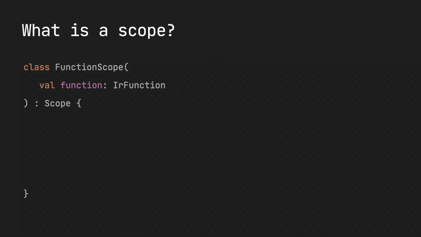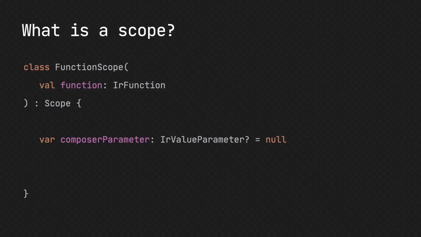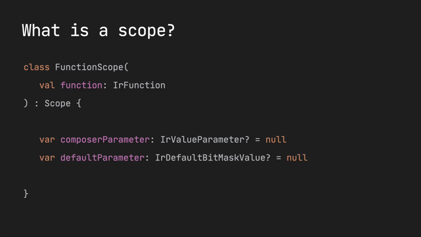The function scope takes in the actual function type that you're visiting. And when it initializes, it's going to initialize the fields that it has internally: the compose parameter, any default parameters that it has, and any changed parameters that it has.